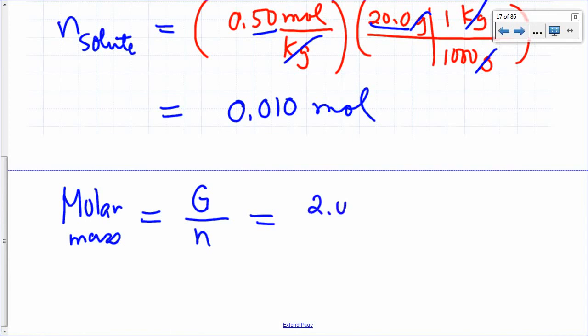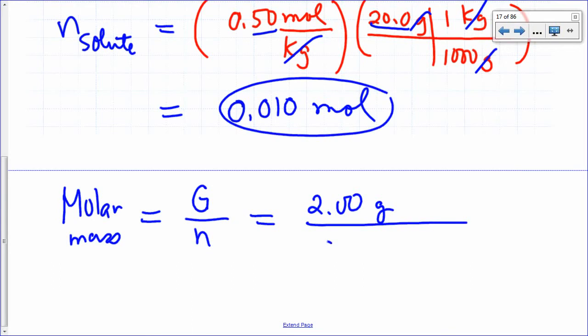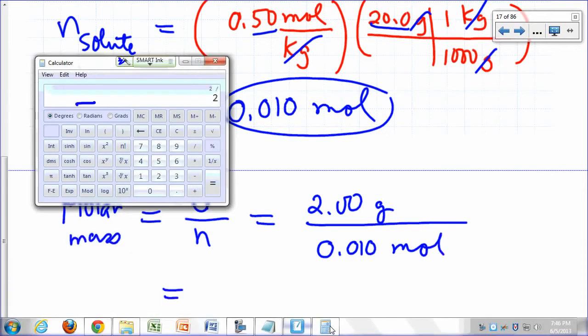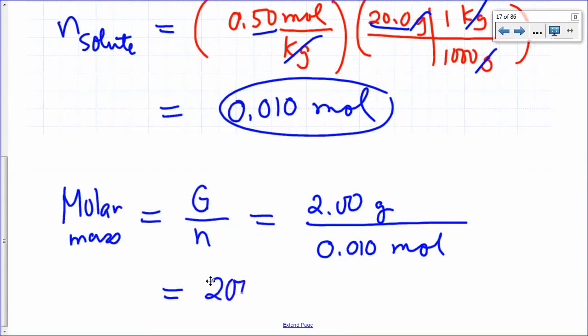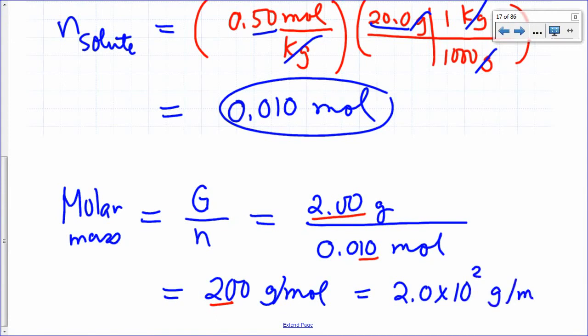So 2.00 grams divided by number of moles. We just figured out our number of moles of our compound. Our solute is 0.010 mole. So that should give us 2 divided by 0.01, 200. 200 grams per mole. Number of sig figs, 3 sig figs, 2 sig figs, so this should have 2 sig figs. So it's best to write this as 2.0 times 10 to the 2 grams per mole. That would be the molar mass of your compound.